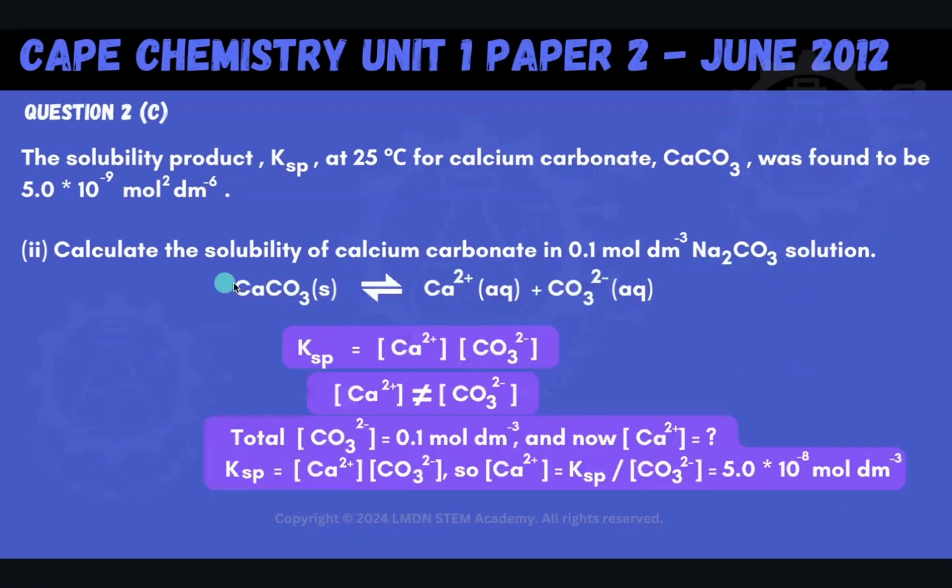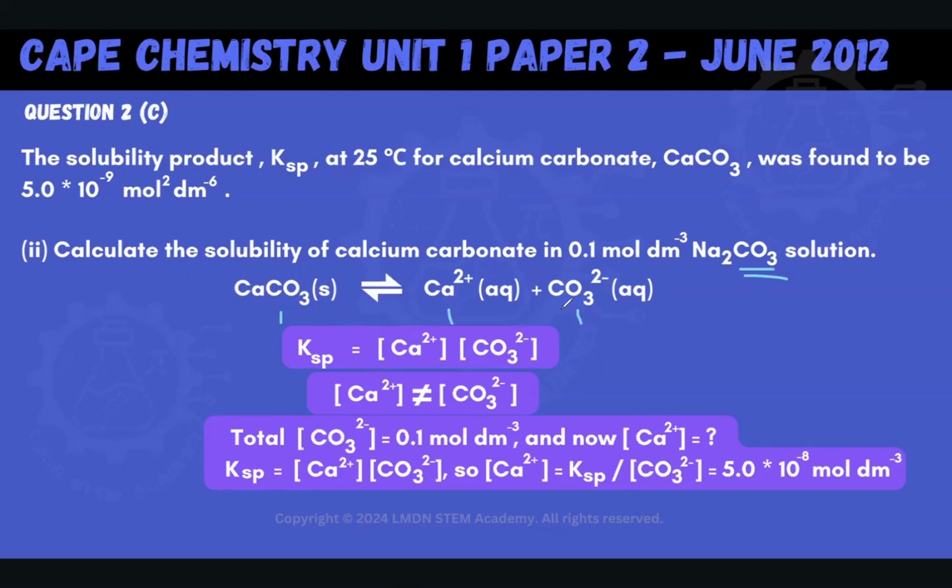So here's the setup. The setup is the same for the calcium carbonate as before, where we have it dissociating that way. The KSP expression is the same. However, what we will notice now is that the calcium ion concentration will not be equal to the carbonate concentration anymore. Why? Because we have carbonates coming in from the sodium carbonate solution. So those two things are not going to be equal anymore, despite this ratio that we knew existed when it was in pure water.